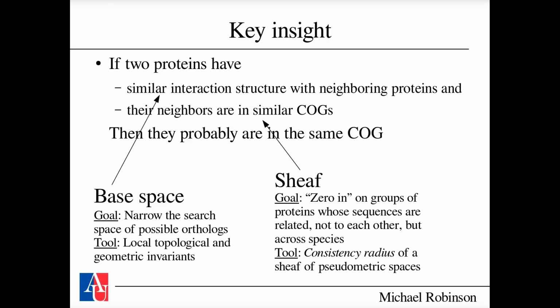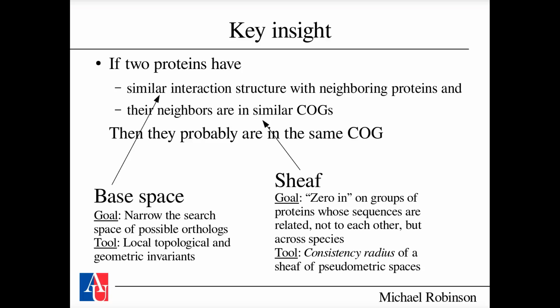So the goal is to narrow down the search space to check to see if you've got orthologs. And the tool we're going to use amounts to a particular kind of graph alignment. But that's not all. Once we have narrowed in on proteins that have similar interaction structures within their respective organisms, then we're going to make use of what COG structure we know to leverage out and zero in on the groups of proteins whose sequences are related not only to each other but across species.